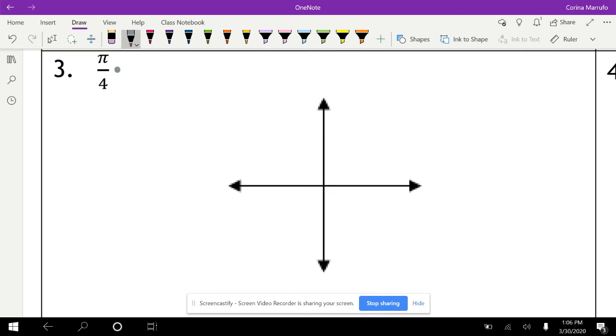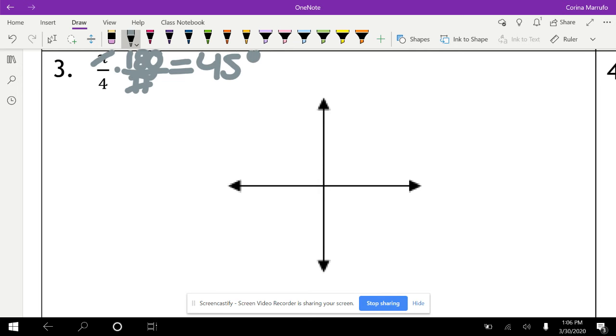What you do need to remember is that to change it to degrees, we need to cancel out the pi. So that means we need to multiply by 180 over pi. That's your formula to cancel it. The pi's cancel out, and then we take 180 and divide it by 4, and that gives us 45. So this angle, pi over 4, is 45 degrees.